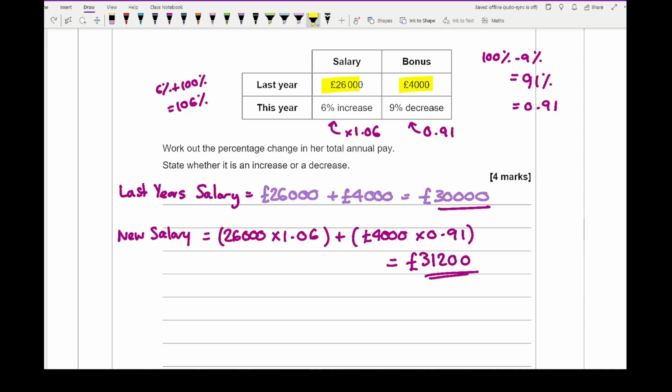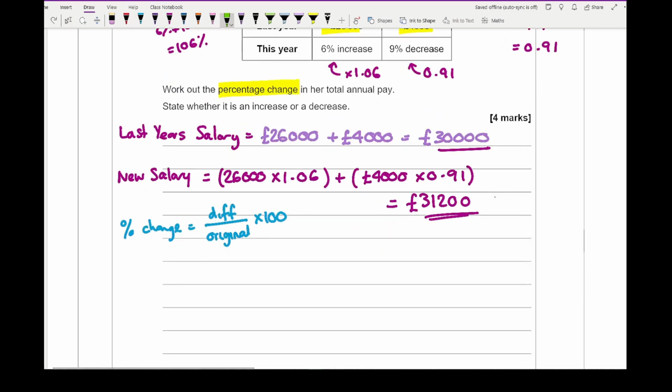Now the question is asking for the percentage change. So to work out percentage change, we need to use the correct formula. So percentage change, it's the difference divided by the original multiplied by 100. So for this, what we need to do first is work out the difference between the two salaries. So it's 31,200 minus 30,000, which is 1,200, divided by the original salary, which is 30,000, and we multiply that by 100, and we get an answer of 4%.